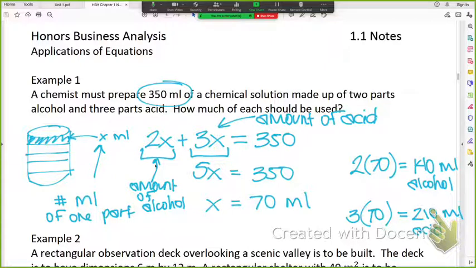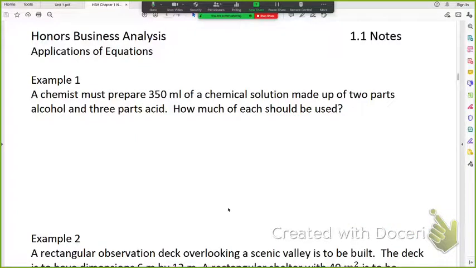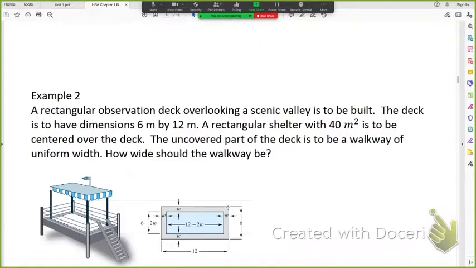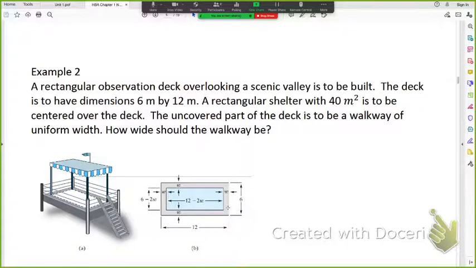All right, let's take a look at example 2. Example 2 should be a little bit more familiar to us given that we are used to doing rectangular shapes and all that in math. You even have a diagram for this. There's a deck and there's a walkway around the deck. And then there's a rectangular shelter in the middle of that deck with 40 meters squared as the area. It says the uncovered part of the deck is to be a walkway of uniform width, which is what they've labeled W the whole way around. How wide should the walkway be?